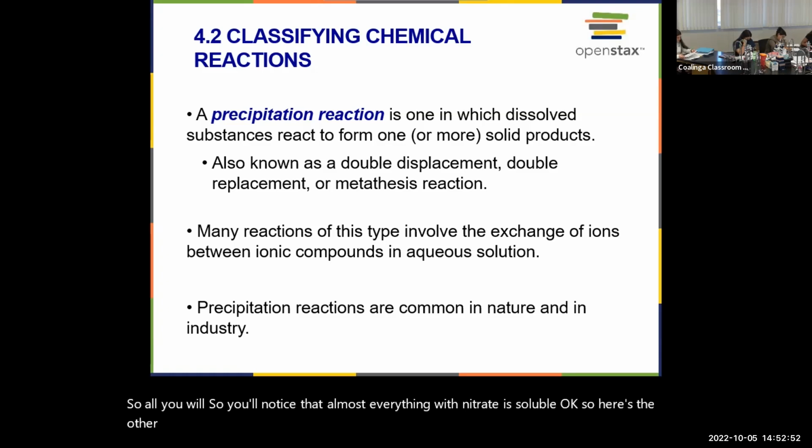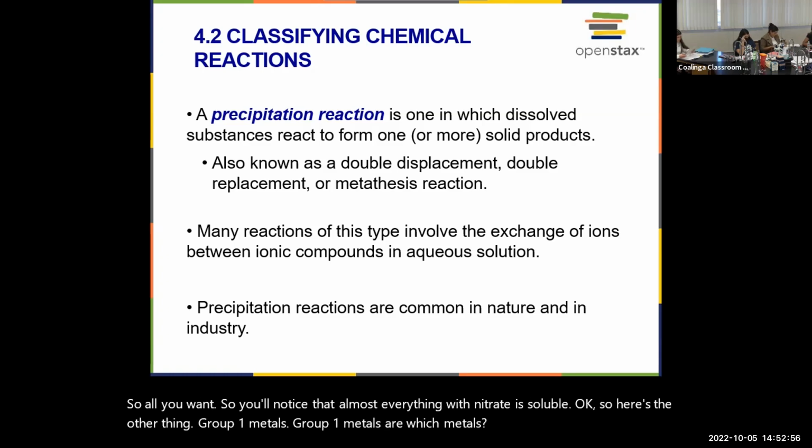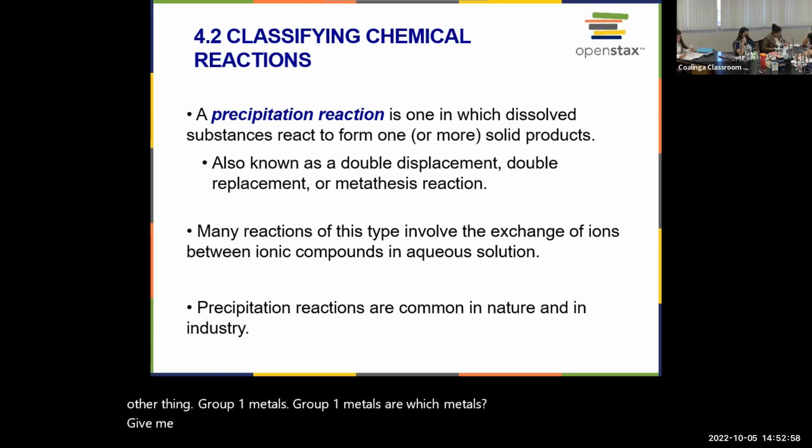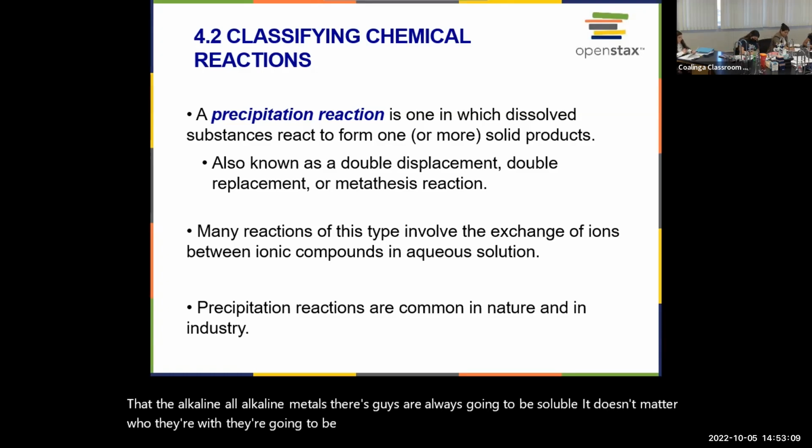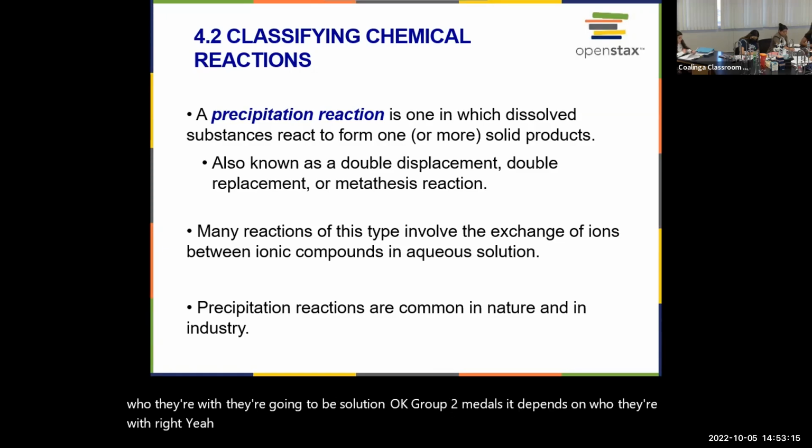Group 1 metals. Group 1 metals are which metals? Give me an example of group 1 metals. The alkali metals. All alkali metals, those guys are always going to be soluble. It doesn't matter who they're with, they're going to be soluble. Okay. Group 2 metals, it depends on who they're with, right? For the most part, they're going to be soluble, but it really just depends on who they're with. Okay. So, and that's kind of clear on barium, right?